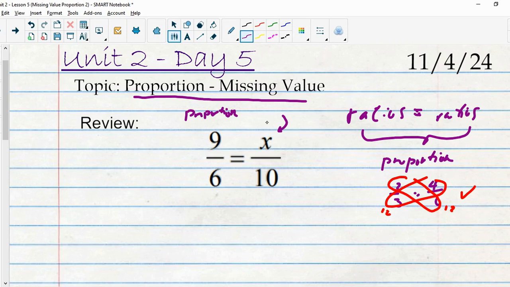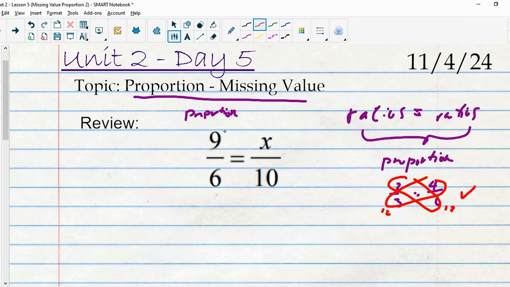Let me see if I know how to use the eraser function. Nope, that is not an eraser function. I messed up. Let's see if this is an eraser function. Oh, all right.